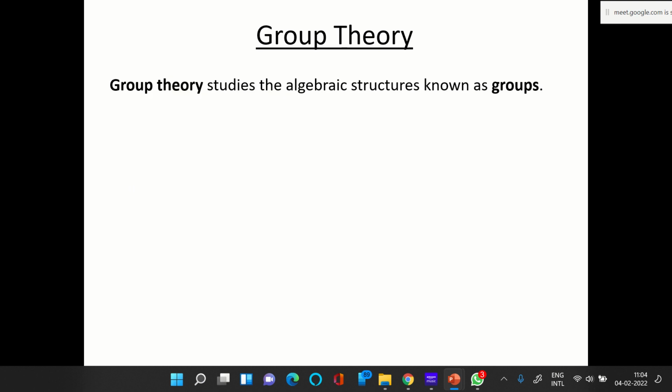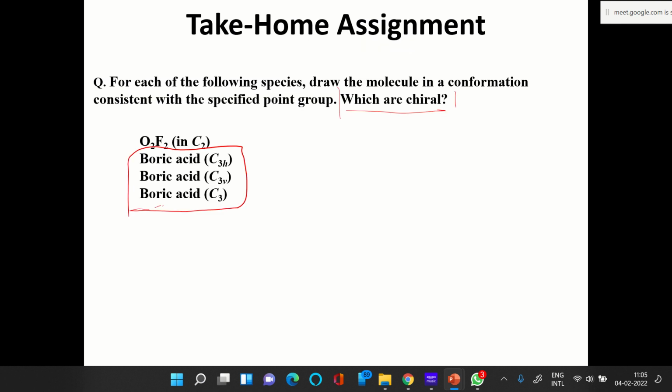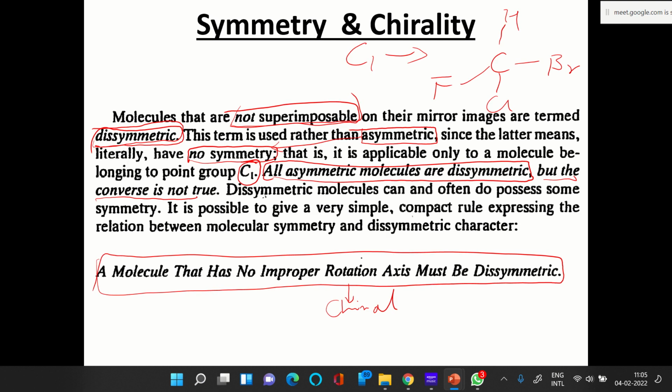Okay, so you now understand how it is helping you in finding which molecule can be polar, which molecule can be optically active. This idea of point groups and symmetry elements is helping you in a big way.